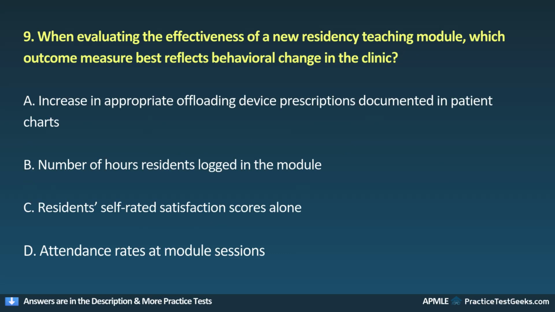9. When evaluating the effectiveness of a new residency teaching module, which outcome measure best reflects behavioral change in the clinic? A. Increase in appropriate offloading device prescriptions documented in patient charts. B. Number of hours residents logged in the module. C. Residents' self-rated satisfaction scores alone. D. Attendance rates at module sessions.